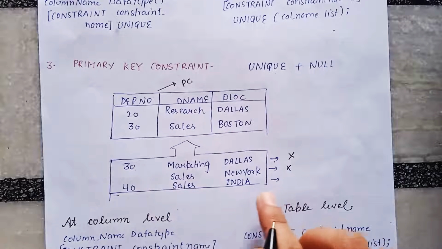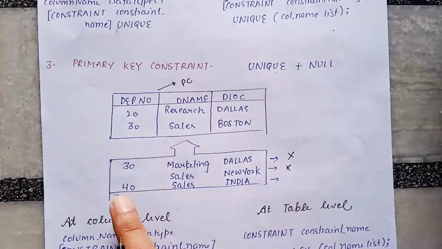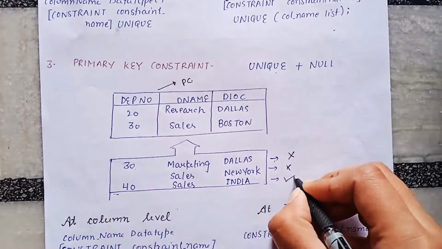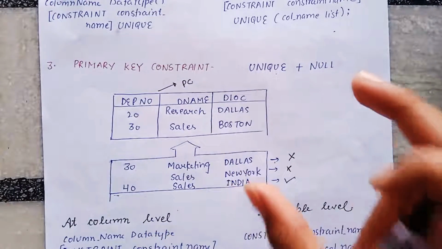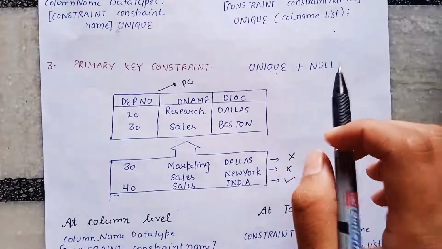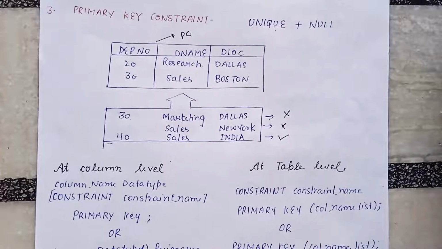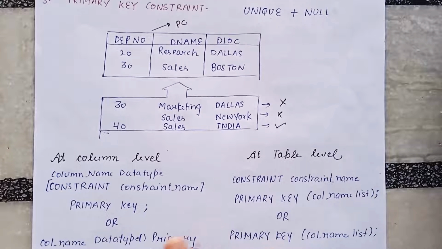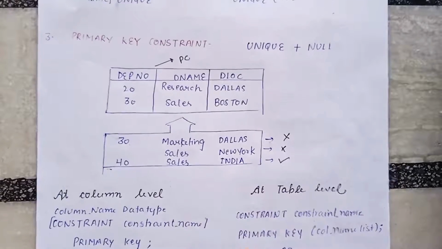Now in this last record we can see that the value that we are going to enter in this column is unique and it is not null, so this is the only record that will be allowed in the case of a primary key constraint. The primary key constraint is an integrated version of the unique key constraint and the not null constraint. So this is the use of the primary key constraint. Now if we talk about its syntax, it is the same as the unique key constraint and not null constraint, and here we just need to write primary key instead of unique. Everything is the same. So yeah, this is the primary key constraint.